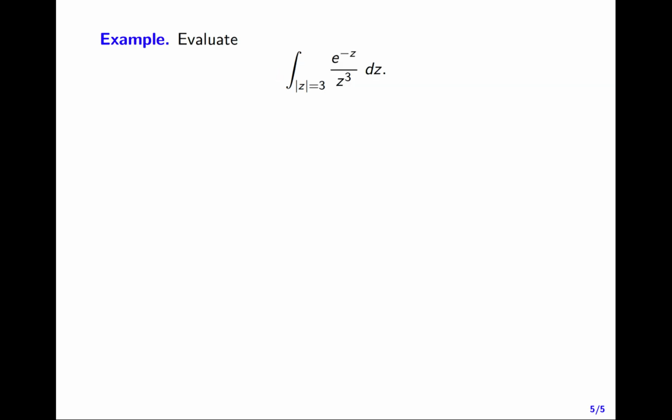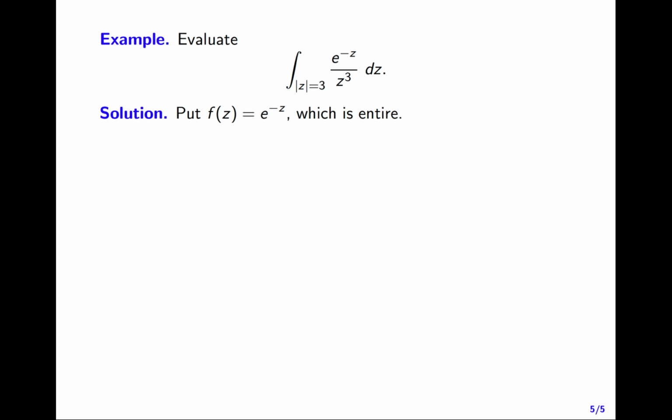And for our third and final example, we're just going to calculate a line integral that would be difficult, if not impossible, to do via the definition of the line integral. So we'll evaluate the integral over the circle modulus of z is equal to 3 of e to the minus z divided by z cubed. So this is, of course, the circle centered at the origin of radius 3. And this is in a video about the generalized Cauchy integral formula, so you probably want to use that.